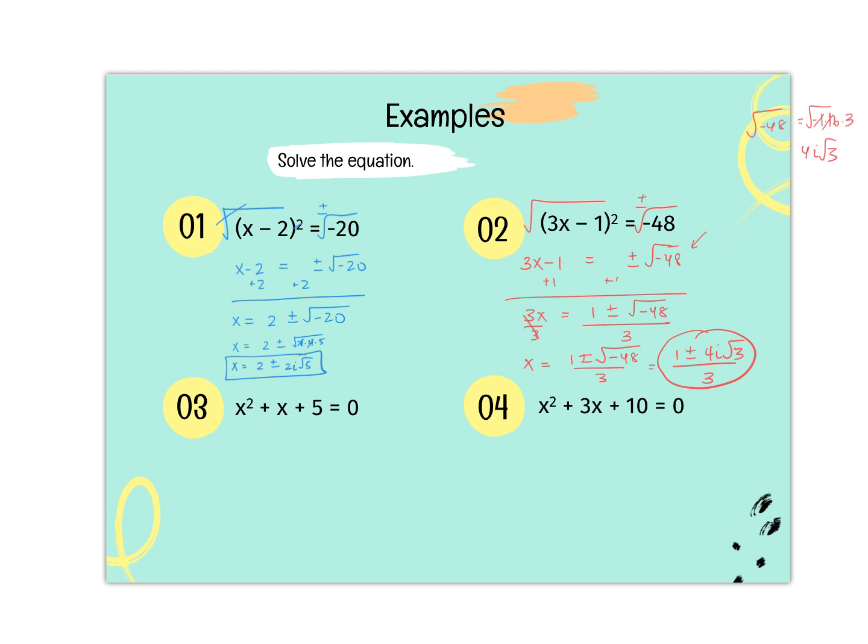Now, when I get to number 3, this would be like a factoring question. So again, I would say to myself, okay, it's a trinomial. What numbers multiply to 5 and add up to 1? And I can't find it. So at this point, I'd have to say, okay, am I going to complete the square or am I going to use the quadratic formula?